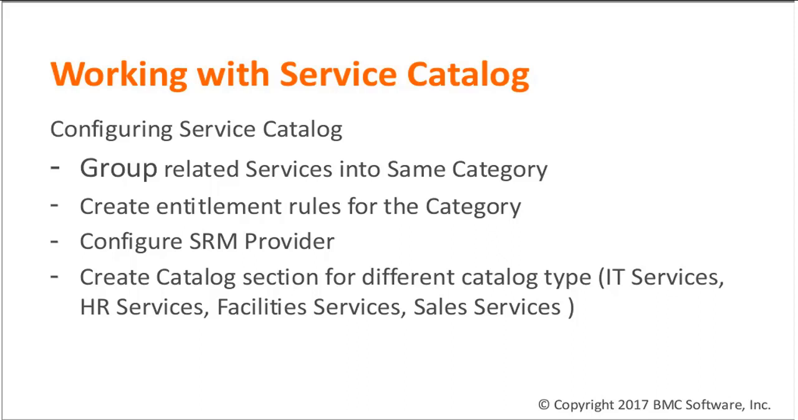So when defining the catalog section, the different types of catalog sections we usually see customers define are named correctly based on the function. You can say IT services, HR services, facilities, marketing, sales, finance, legal, etc. And then map the SRDs correctly with these catalog sections.